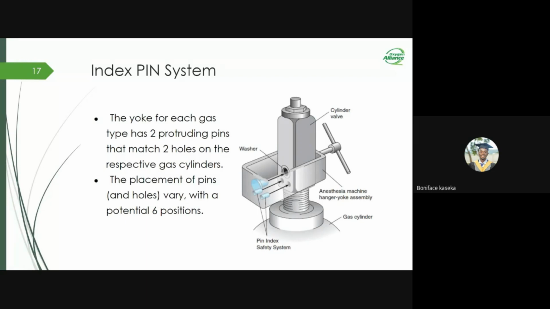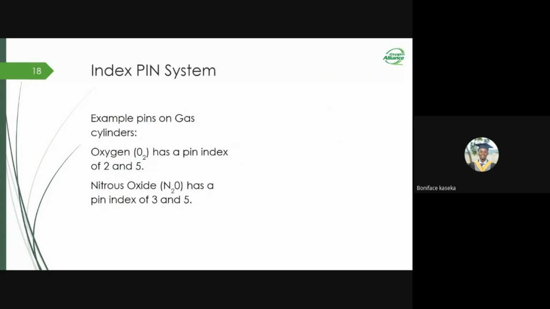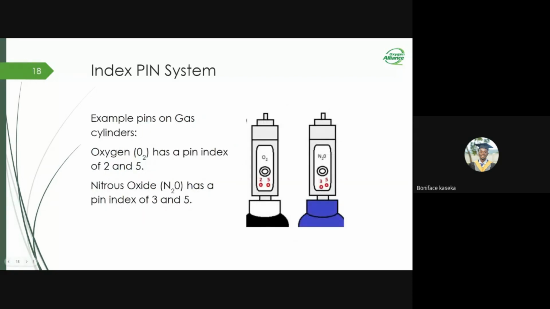So for example, if you are talking about oxygen, oxygen has its own placement of holes, which is different from nitrous oxide. So if you put a wrong cylinder, it will not fit. As you can see there, it has to align. If it doesn't fit, that is an indication that you are using the wrong gas for the intended purpose.